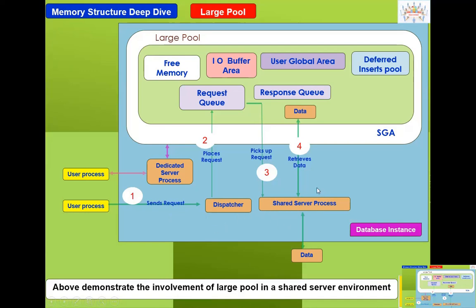Then the shared server process has to check whether past execution plans are available, and further it has to check whether the data is available in the buffer cache. And if the data is not available in the buffer cache, it has to do the input output read from the disk and fetch the data. So likewise, a lot of operations will take place on step number 4.